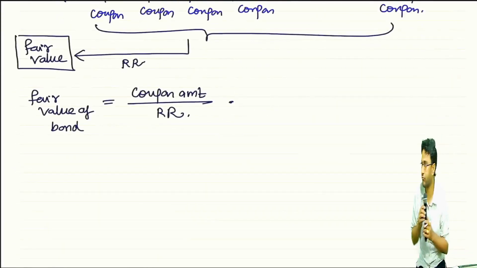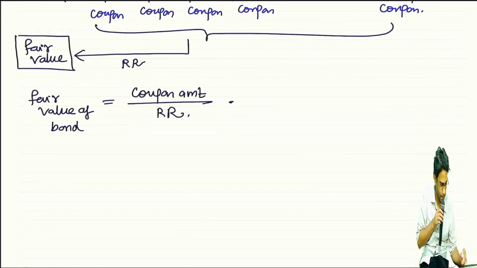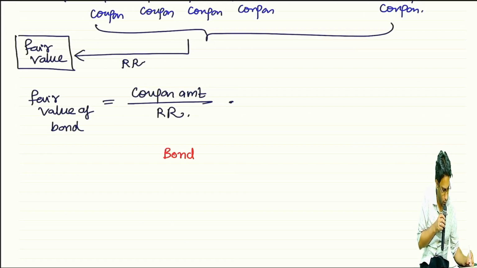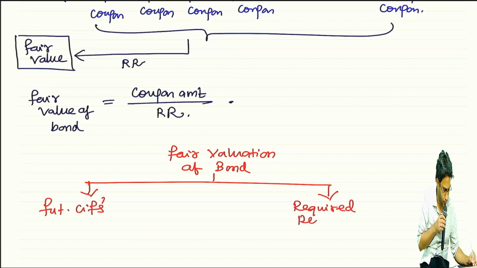Anyway, keep this aside now. Let's try to understand: if I have to do the fair valuation of a bond, as seen in the formulas, I need two ingredients basically. One is future cash inflows, the other one is the required return.